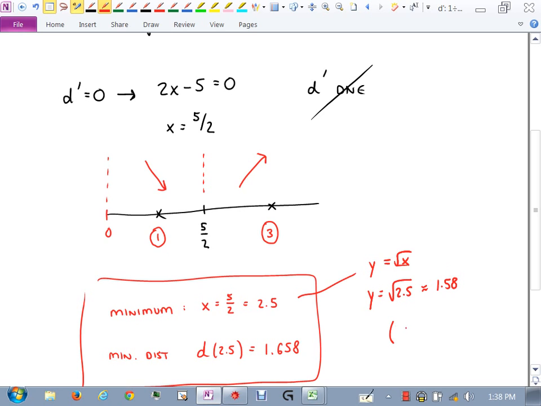So as a point, it's (2.5, 1.58). That point lives on the graph. That point lives on that curve. That point is the closest point to the point (3, 0). In fact, the distance is approximately 1.658, whatever units it is, feet, inches, light years, whatever the unit of measurement is here. About 1.658 of those. Okay?